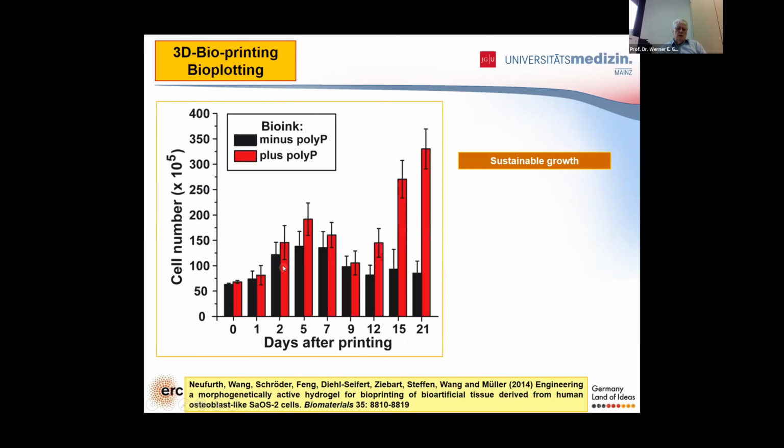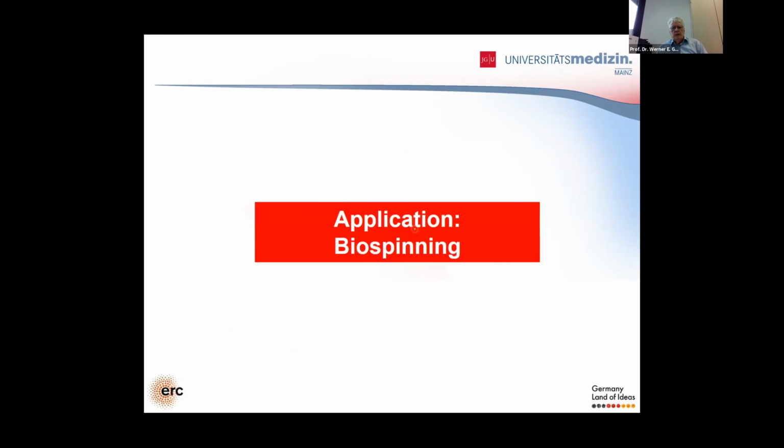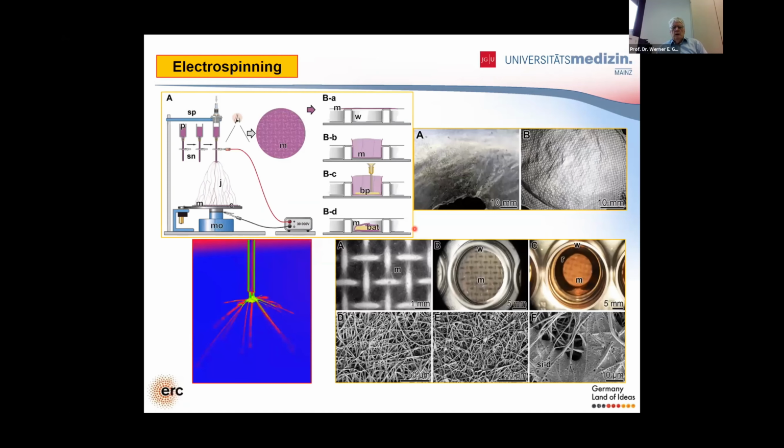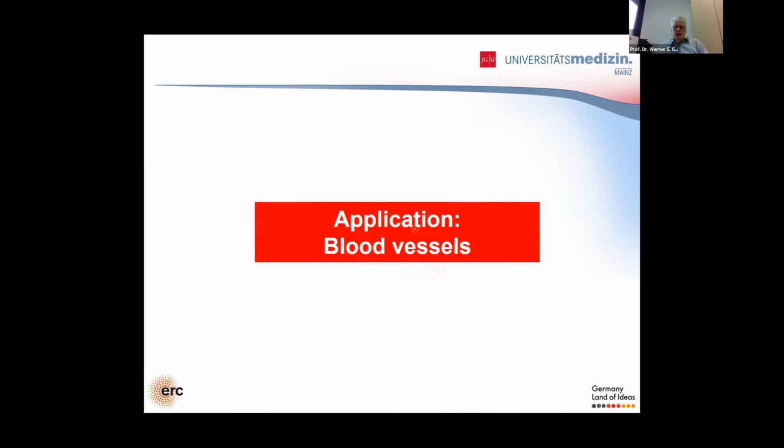Okay, and this is a growth kinetic of the mesenchymal stem cells, and after 5 days we get a peak, which is due to the activity of soluble polyphosphate, and after 20 days we get a second peak in this kind of 3D printed tissue units, which is due to the nanoparticles, which are then released and serve as a polyphosphate substrate. Application for biospinning, then application for blood vessel formation.